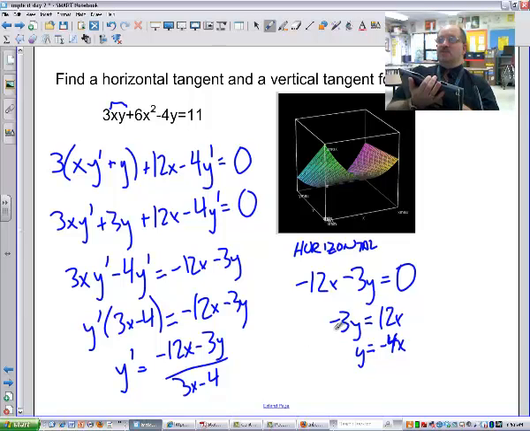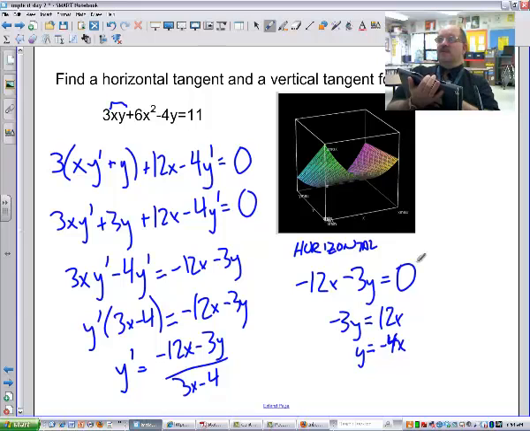So there could be a bunch of them. If we pick a value of x, and then the value of y is negative 4 times it, then that's when that's going to happen. Whenever y is equal to negative 4x, so I guess that's anywhere along the line y equals negative 4x, we'd have ourselves a horizontal tangent line.